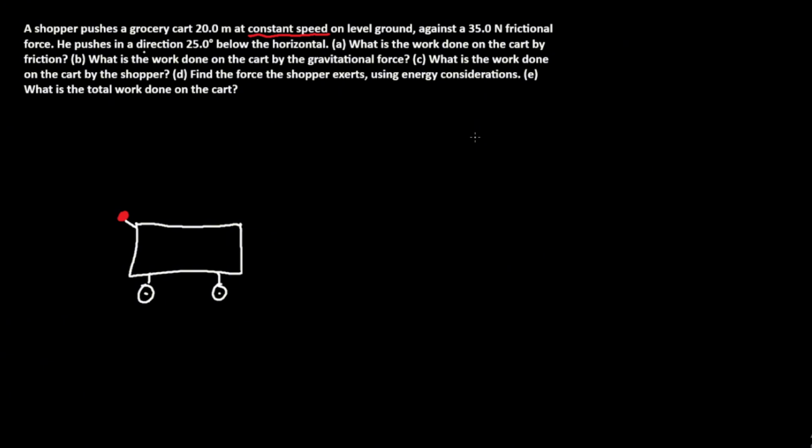So he pushes in a direction of 25 degrees below the horizontal. Key point, underline it. 25 degrees below the horizontal. Against a 35 newton frictional force. What is the work done on the cart by friction?